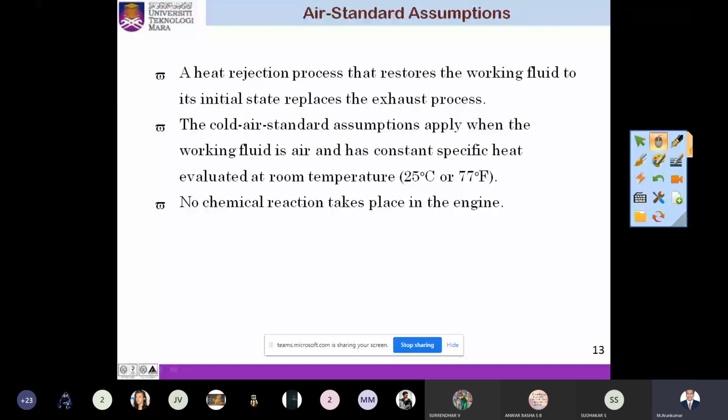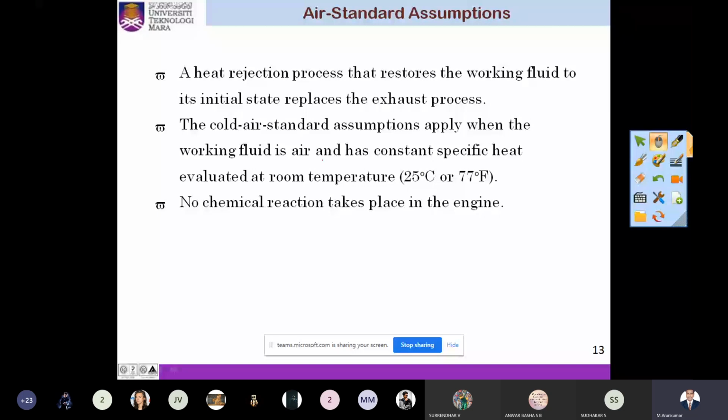Then the cold air standard assumptions apply when the working fluid is air and has constant specific heat evaluated at room temperature. We have to assume the process is happening at room temperature, that is 25 degrees Celsius or 77 degrees Fahrenheit. Then we have to assume no chemical reaction takes place in the engine. So these assumptions must be taken for understanding air standard cycles.